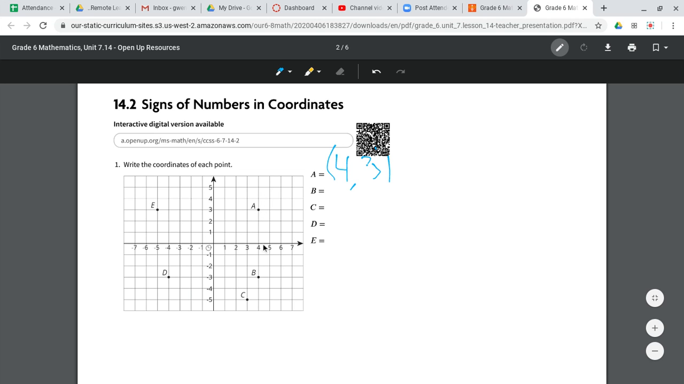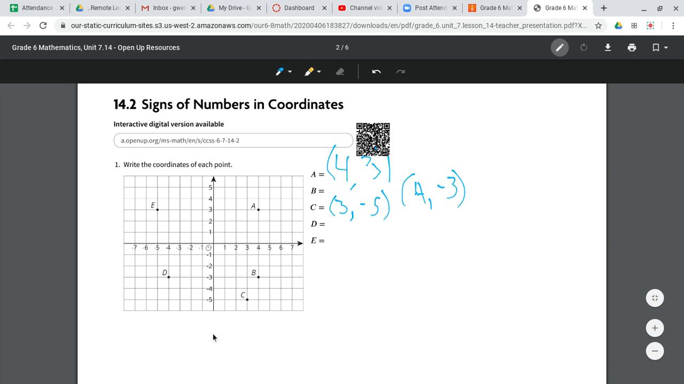For B, we're also over 4 on the x-axis. So I'm going to write B over here just so we can see it. There we go. 4, and then instead of going up, we're going down 1, 2, 3. So we're at -3 for B. Now for C, we're going to go over to the right 3, so we've got a +3 for our x value. And then we're going down 1, 2, 3, 4, 5. So we're down at -5 for our y value.